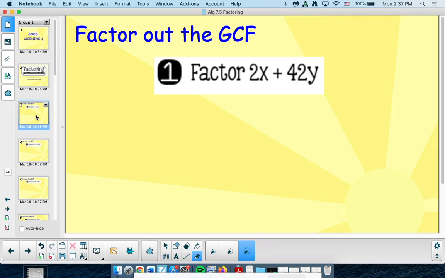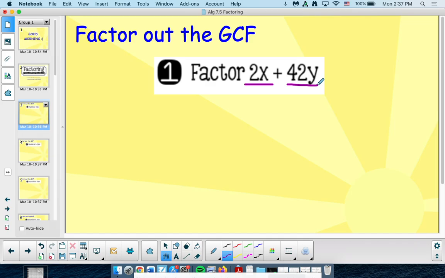So if you open to that first flap, it says factor out the GCF. GCF stands for the greatest common factor. So we want to figure out the biggest number and or variables that we can pull out from each term of our polynomial. So if I look here, I have a 2x and a 42y. What number can I pull out of both of those? So you're thinking, what factors of 42 are the same as the factors of 2?